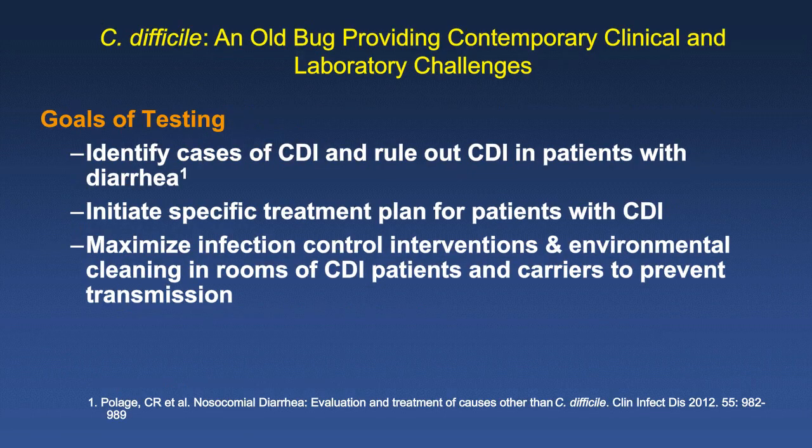The goals of testing, as outlined, are to identify cases of CDI, and certainly we want to provide our clinical colleagues with the most information most quickly to drill down in definitive therapy. But it's also important, for a whole host of reasons, to rule out those patients with diarrhea that don't have a CDI, and to not give them a therapy that may not be required, and to not put them in isolation that might not be required, to initiate a specific treatment plan for these patients.